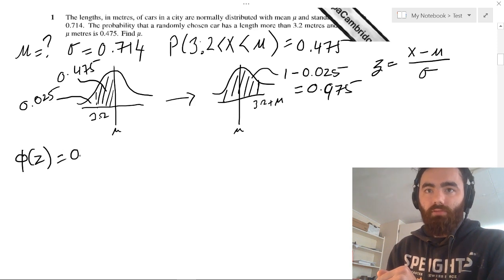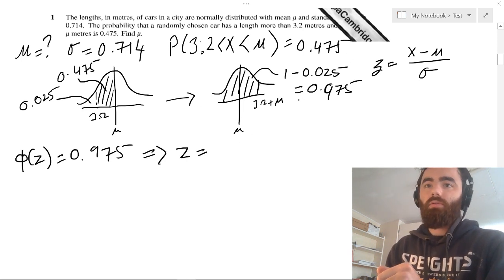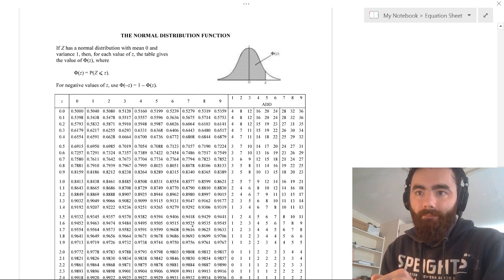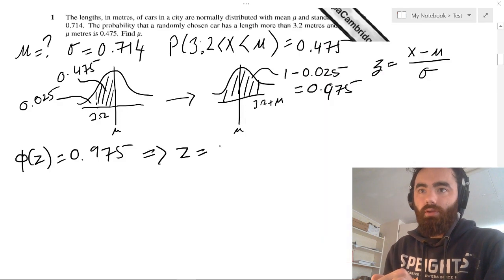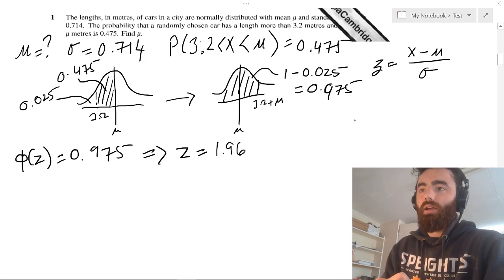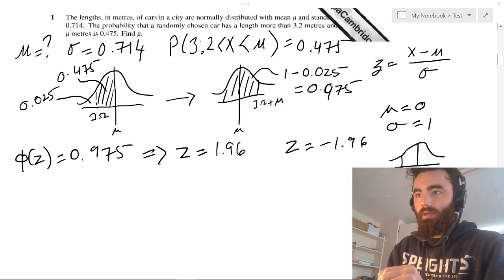Cool. So now from that, we can find out what's the z value of that probability. If we have this equal to 0.975, then our z value, if we look it up on the table, where's that 0.975? There. It's going to be 1.96. But for 3.2, because it's on the opposite side, and remember for the standard normal distribution we have a mean of 0 and a standard deviation of 1, I'm pretty sure, our z value for the x value 3.2 in that situation is going to be negative 1.96.